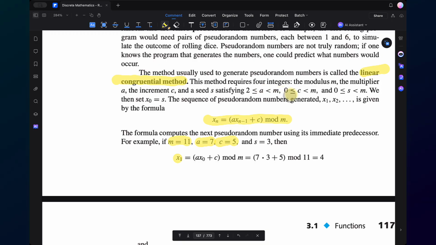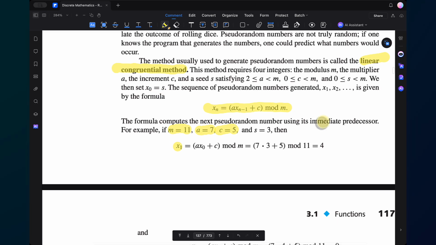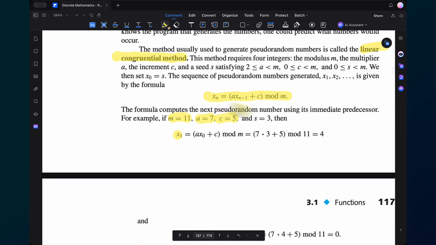Then you take some number C, which is less than M, and then you pick S, which is our starting point. And then you just continuously calculate this over and over. Whatever number you pick will be some number between 0 and M, right? And then you plug that in again, and it generates an entire sequence.